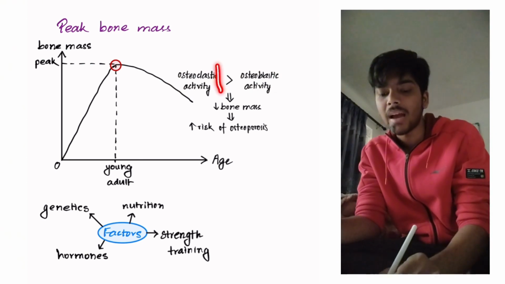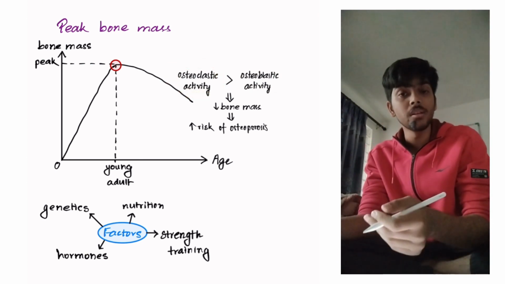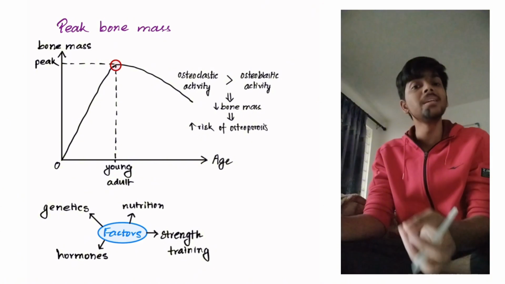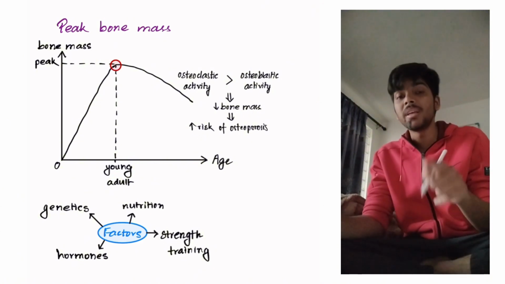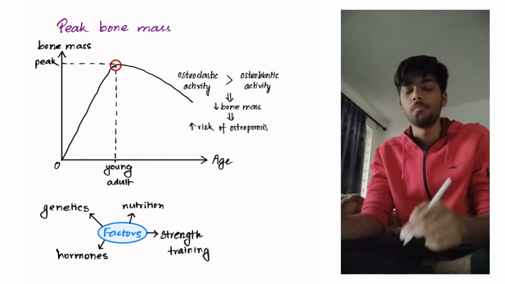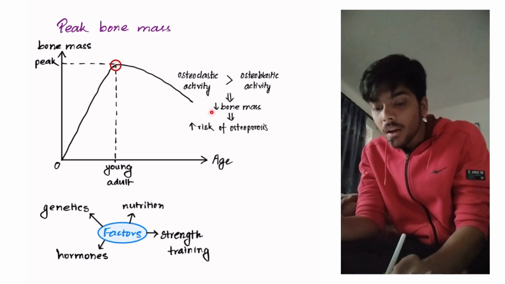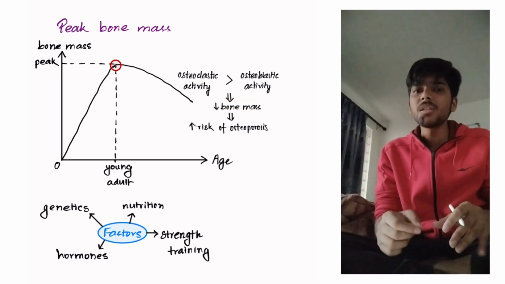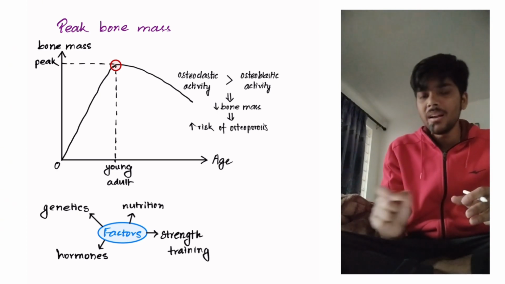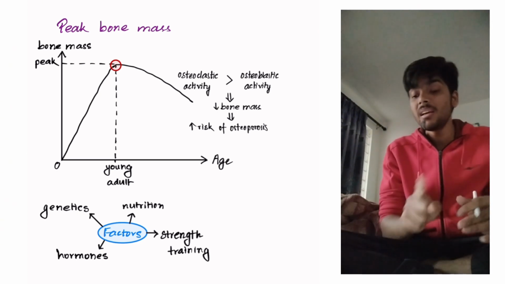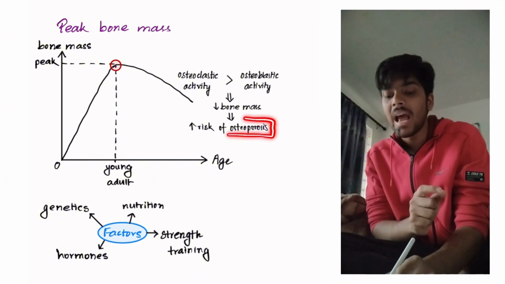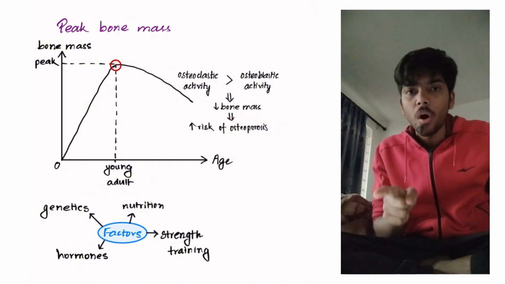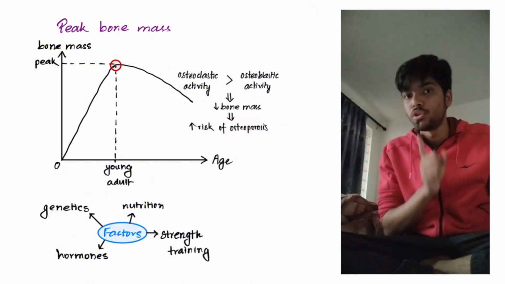Once osteoclastic activity becomes greater, that means resorption of bone becomes greater than formation of bone. So there is net breakdown of bone. As a result, the mass of the bone decreases. If the mass of the bone decreases to a greater limit, it increases the risk of osteoporosis. And this brings us to the topic, what is osteoporosis?